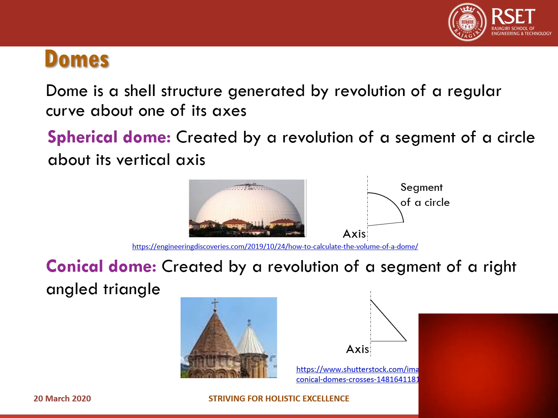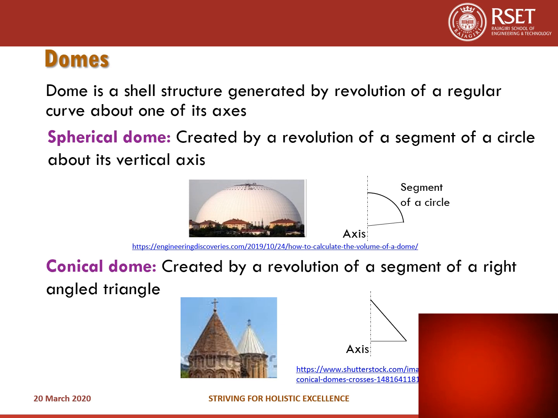Next topic is domes. A dome is a shell structure generated by revolution of a regular curve about one of its axes. If we consider a spherical dome, it is created by a revolution of a segment of a circle about the vertical axis. If you revolve this segment of a circle about the vertical axis, you get a figure somewhat like this.